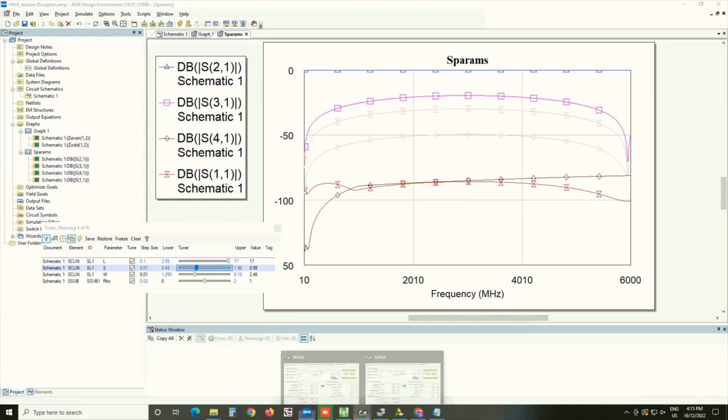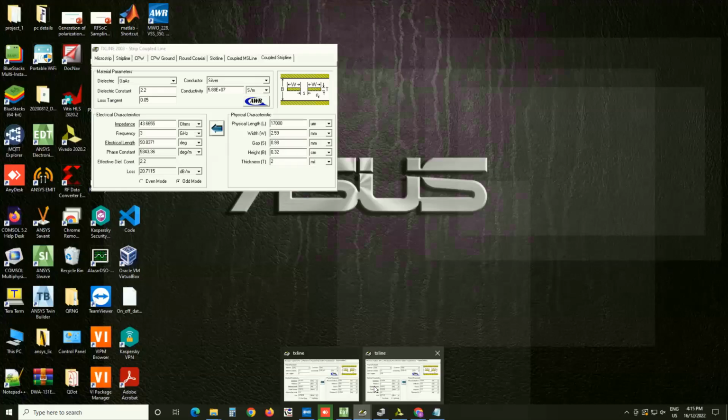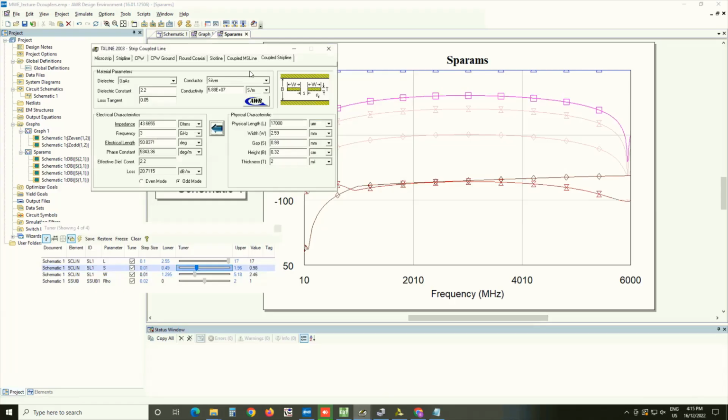So let me go back to TX line and plug in these values. Width is now 2.46. The gap is the same. Now if we compare this, the odd mode impedance is coming out to be 44.95 as compared to 45.23, which is what we had needed. So it's closer to what we had. And even mode is now 55.56 compared to 55.28, which was calculated from Pozar.